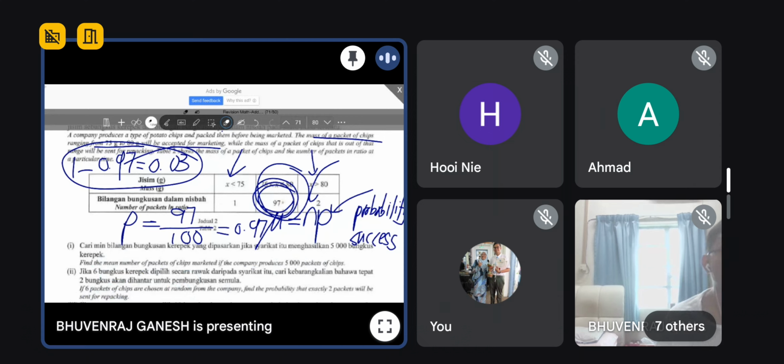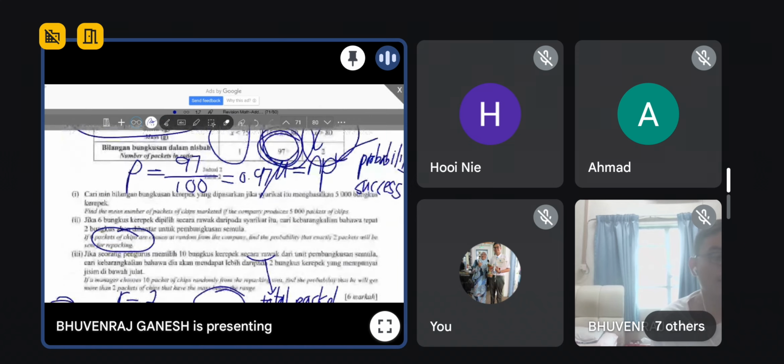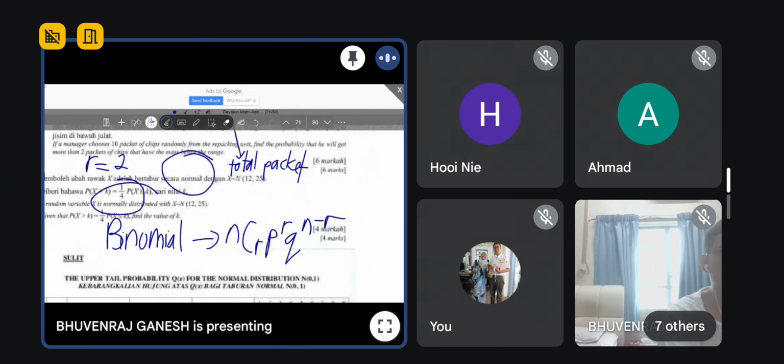Why? Because they say for repacking. These two are the ones we are going to send for repacking. The first one and the last one, which means that 3 over 100 is the probability. So in terms of decimal, dalam perpuluhan, kebarangkalian dia adalah 0.03. So P you substitute with 0.03 inside here.